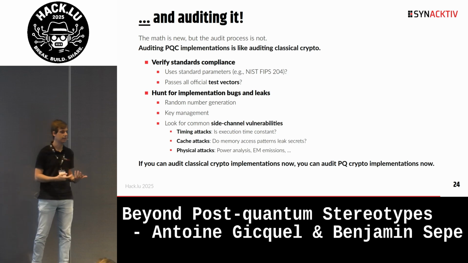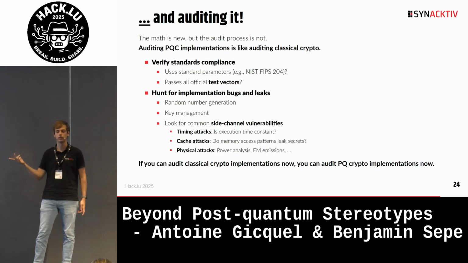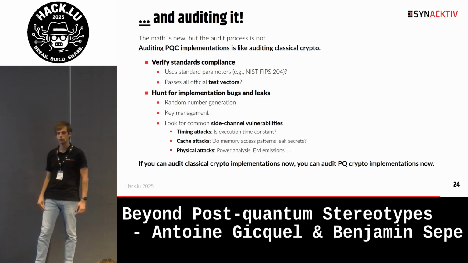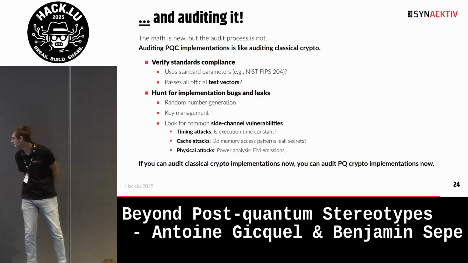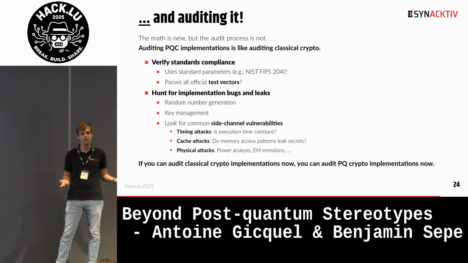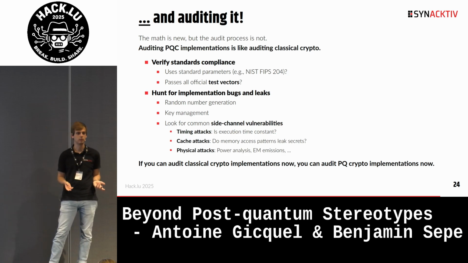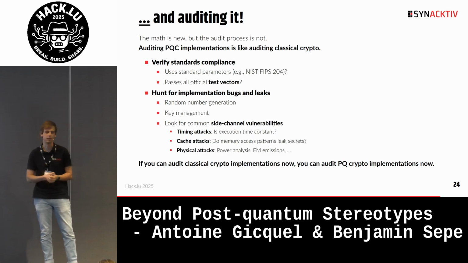Timing attacks, to avoid leaking secret information, depending on the branching that depends, for example, as a condition on a secret value, cache attacks, physical attacks, especially if you run the algorithm on a smart card or a similar hardware device. And basically what we're trying to say here is if you can already audit classical crypto libraries, you basically also know how to audit post-quantum ones. You just need to get familiar with which algorithms are standardized and how to use them.